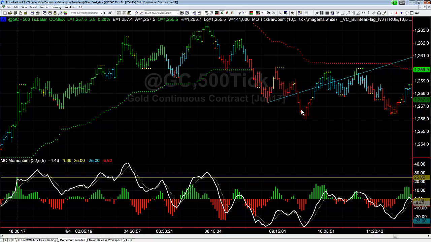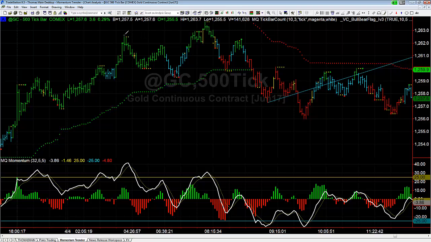Now, this may not look like much, but in gold, this is about $200 a contract from 1258 down to 1256. So that's exactly $200 a contract worth of a move right there. And this doesn't just happen once per day. A lot of times you'll have this setup happen several times a day.